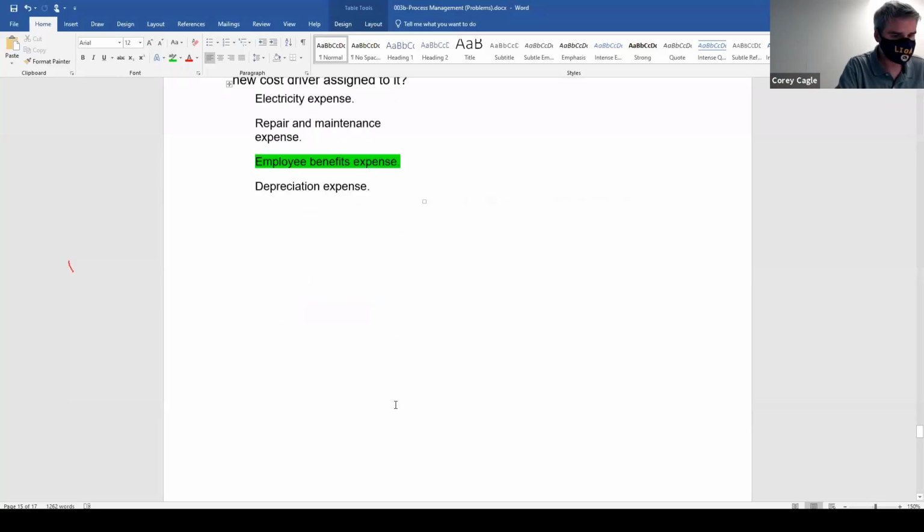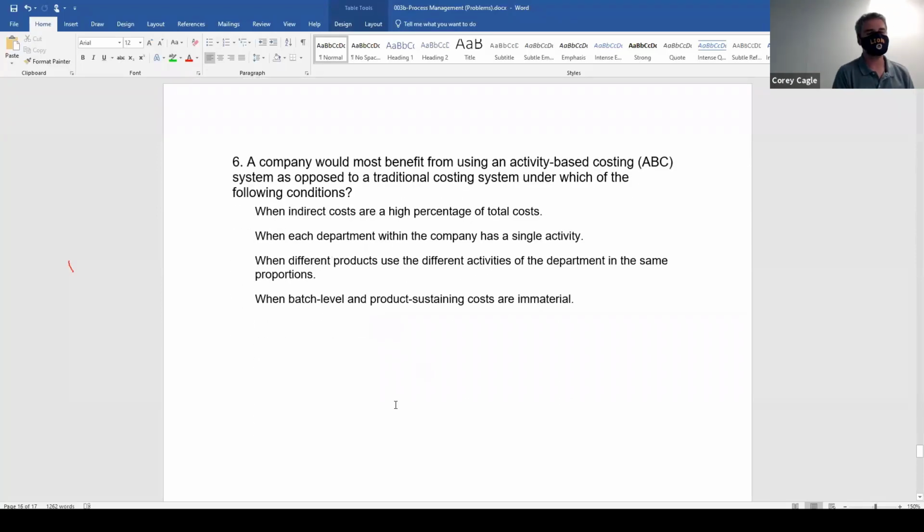Okay, 6, a company would most benefit from ABC as opposed to traditional under which of the following conditions? A says this would be good if indirect costs are a high percentage of total costs. And that sounds logical, right? If we don't have a whole lot of overhead costs, then what's the point in going through this very costly system of allocating them if it's kind of an insignificant total? So possibly, we'll hang on to that one as our good answer if nothing else is better.